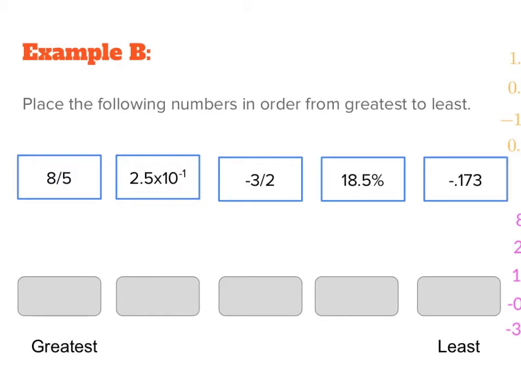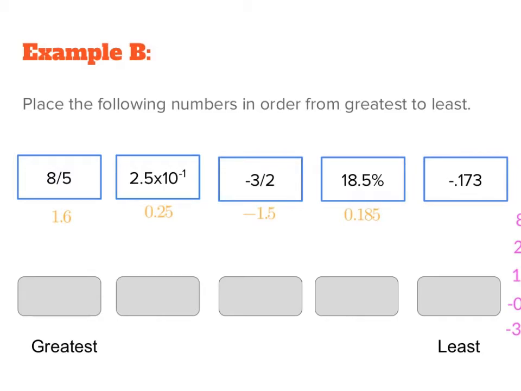So I've got 8/5. I'm going to divide that top by bottom, and I end up with 1.6. 2.5 times 10 to the negative first, so I'm going to move my decimal one place to the left because that negative lets me know that I've got a really small number that I'm dealing with. Negative 3/2, divide the top by the bottom again, I end up with negative 1.5. 18.5%, although it has a decimal in it, it is still a percent, so it's a percent with a decimal, not a decimal. So I'm going to move my decimal two places to the left, and I end up with 0.185. And then negative 0.173 is already a decimal, so I don't have to do anything with that.